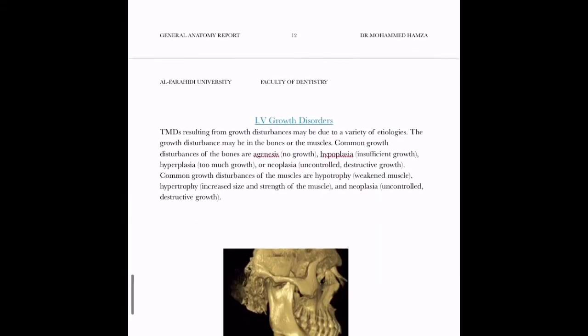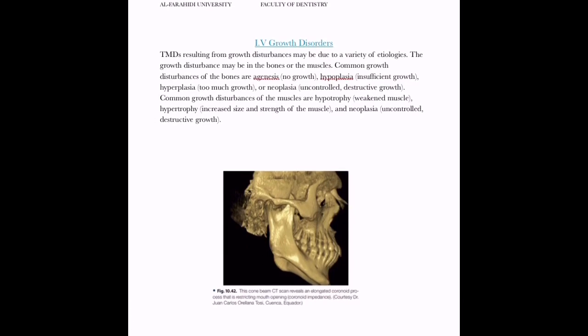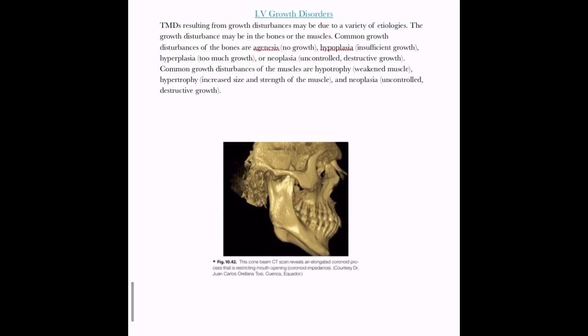The last factor is growth disorders. Growth disorders of the TMJ result from growth disturbance, which may be due to a variety of etiologies. The growth disturbance may be in the bones or the muscles. Common growth disturbances of the bone are agenesis, which is no growth, hypoplasia, which is insufficient growth, hyperplasia, which is too much growth, and neoplasia, which is uncontrolled destructive growth. Common growth disturbances of the muscles are hypotrophy, which is weakened muscle, hypertrophy, which is increased size and strength of the muscle, and neoplasia, which is uncontrolled destructive growth.